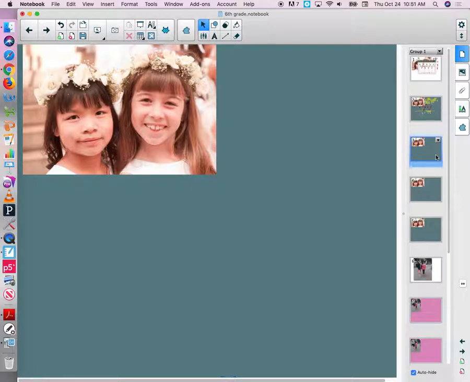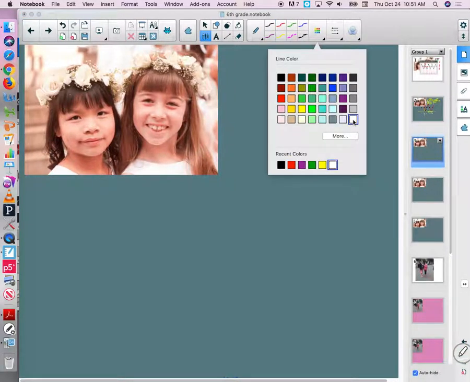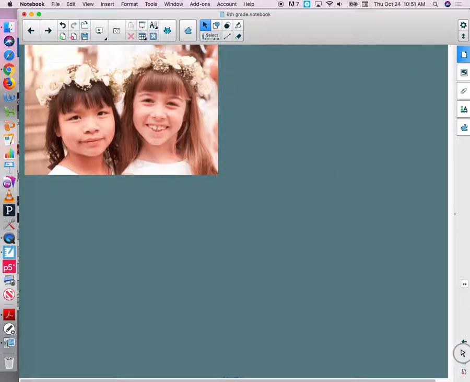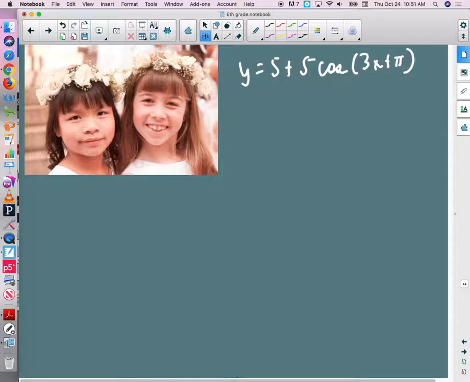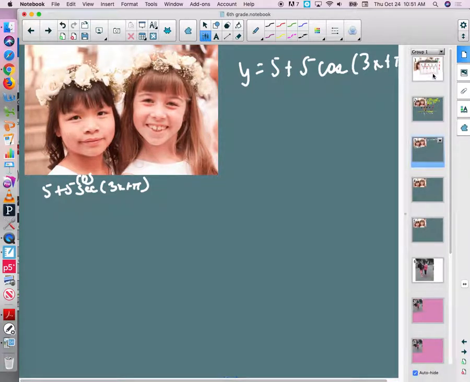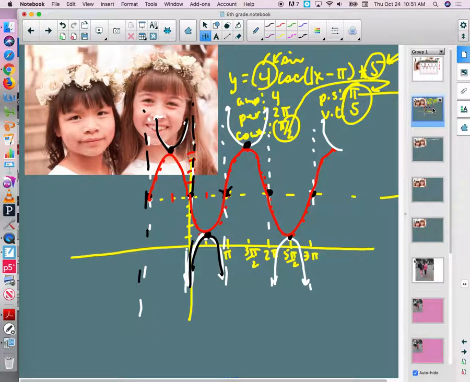Always read the whole assignment, okay? All right, so we have y is equal to 5 plus 5 cosine of 3x plus pi. Now, on your test and on your homework tonight, if you see 5 plus 5 secant 3x plus pi, just graph cosine, and then, sorry, I just thought of something I need to tell you. Graph cosine and then flip it over. Take its reciprocal. Not flip it over. Take its reciprocal. I need to desperately go back to this and watch what I'm going to do with my pen, okay?